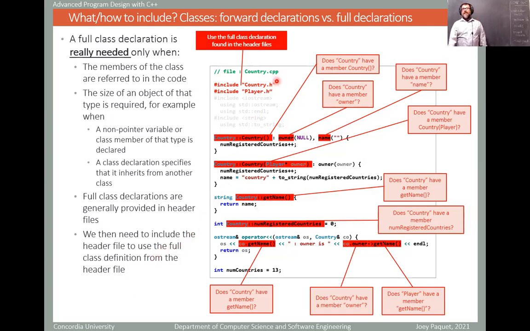So if a class is declared in your .h file, then what you need to do is to #include this file. For example, here I was referring to get name of country, so I need to have #include country.h. Here I'm referring to get name of owner, where owner is the owner member of the country, and if we look in this file, it's actually a player. It's a player member of the country class. So this is essentially referring to the get name member of the player class. That actually forces me to have #include player.h because I'm referring to a member of owner, which is of type player.